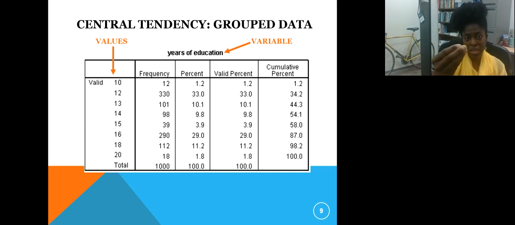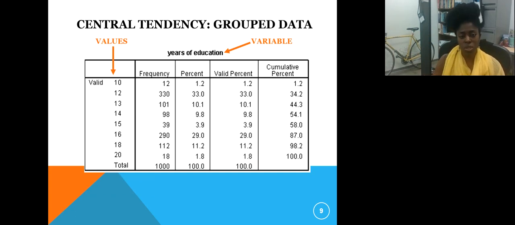Someone said they have 10, so that means they dropped out at 10th grade. Someone finished, got 12 years of education. Someone may have gone to technical school or dropped out of 4-year college. Someone did 14 years, 15, 16 got their bachelor's, yay. 18 maybe working on that master's, and 20 maybe a second master's, maybe a PhD, right?